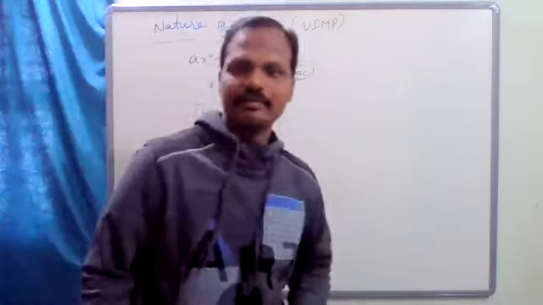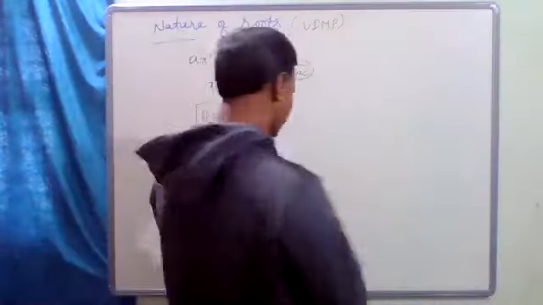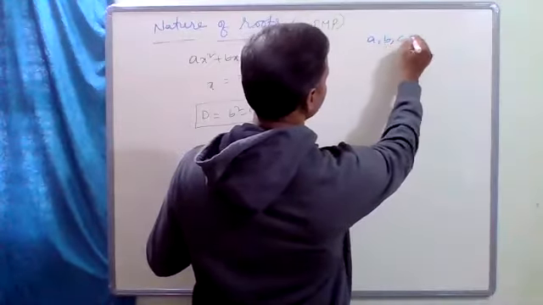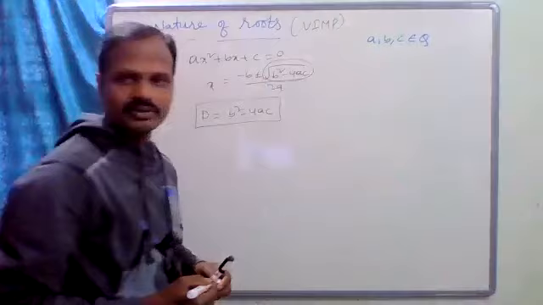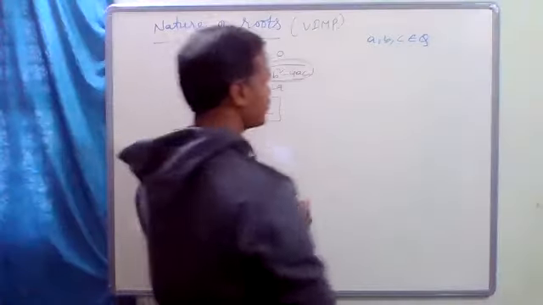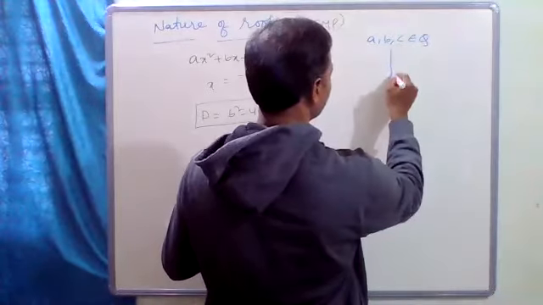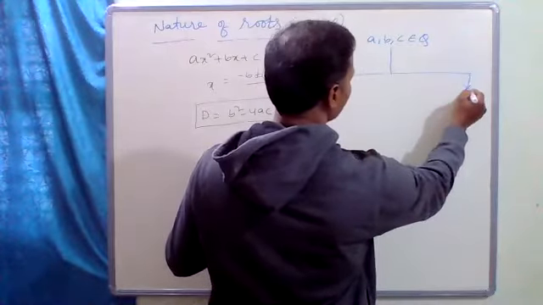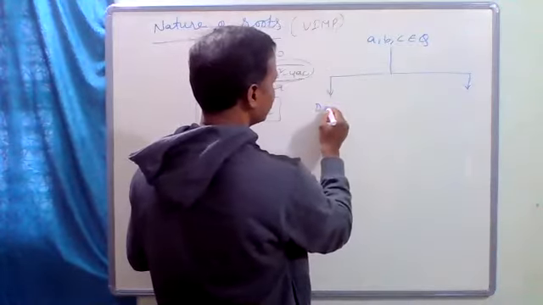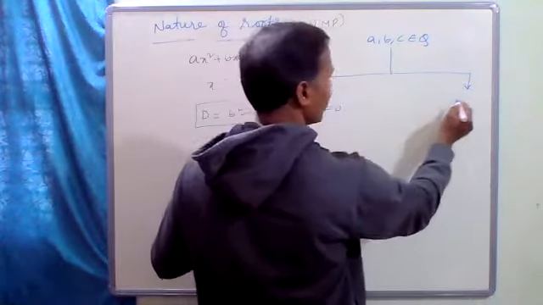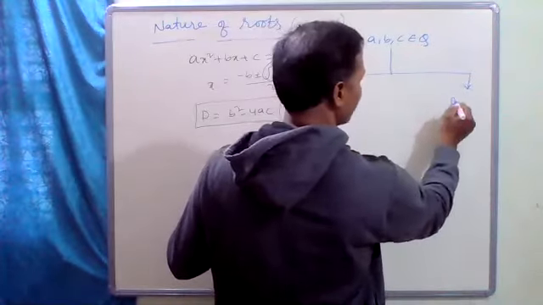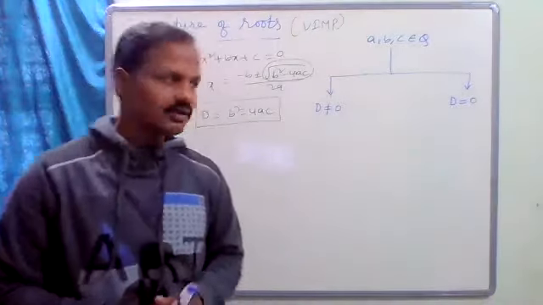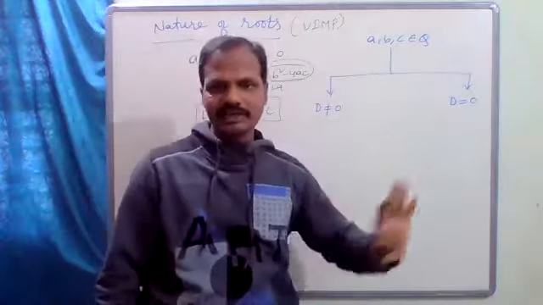If a, b, c belong to Q, rational numbers, then what can you say? There are two cases: discriminant not equal to 0 and discriminant equal to 0.